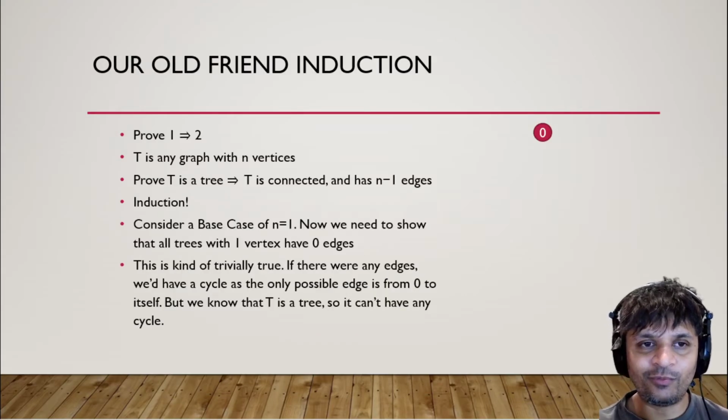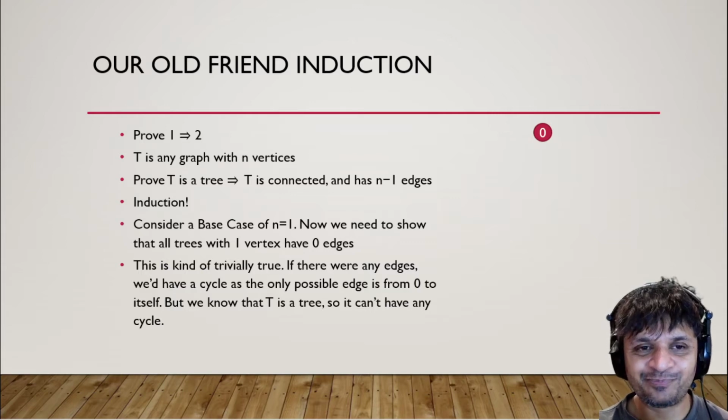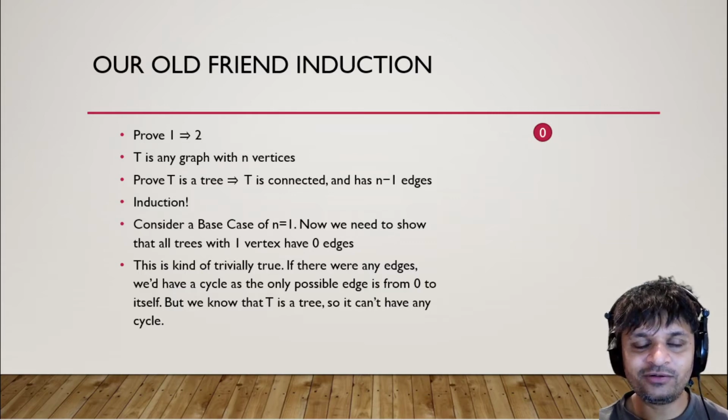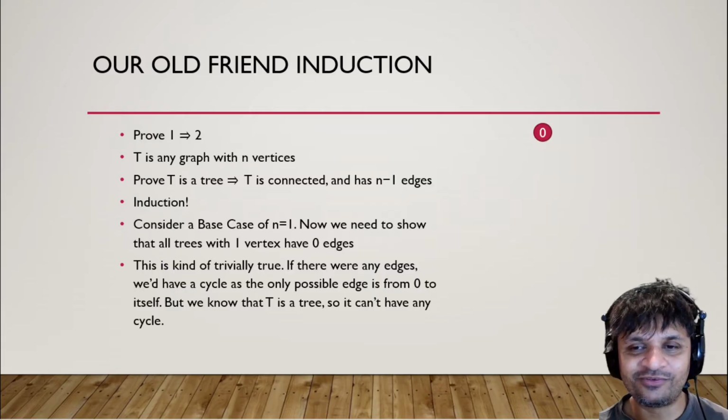Okay, so we're trying to prove that 1 implies 2. T is a graph with n vertices. So we're trying to prove that T is a tree implies that T is connected and has n-1 edges. This is hard to do directly, but we can use induction, same as we did in the previous lecture. Now with induction, we always need our base case. Basically, if we use the analogy of the previous lecture, we need to make sure that our meme gets out to somebody, okay? We need to make sure that the truth property, if I can put it that way, applies to some item on the number line.